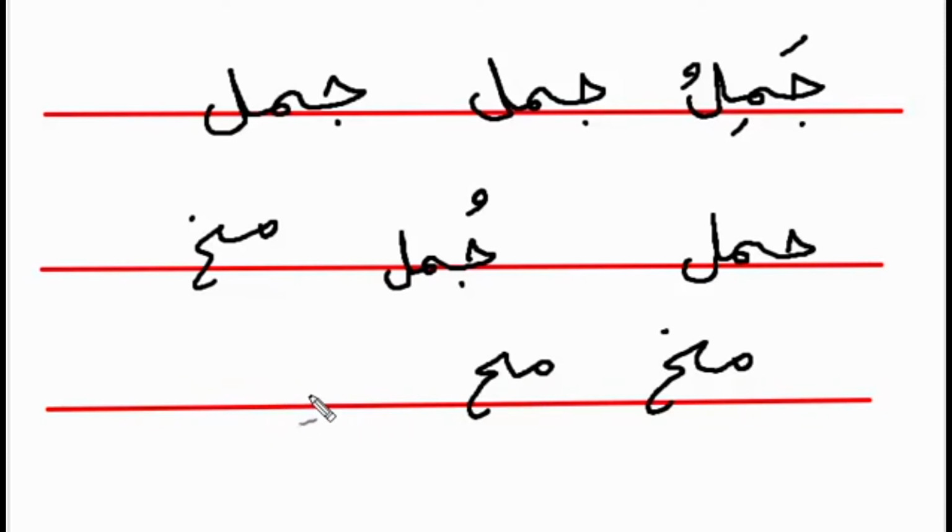Let's come in with a word where the letter Jim or Ha or Kha is in the middle. Yujib. Yujib means he answers. Look at the Jim, how it's written. Let me make it more clear.